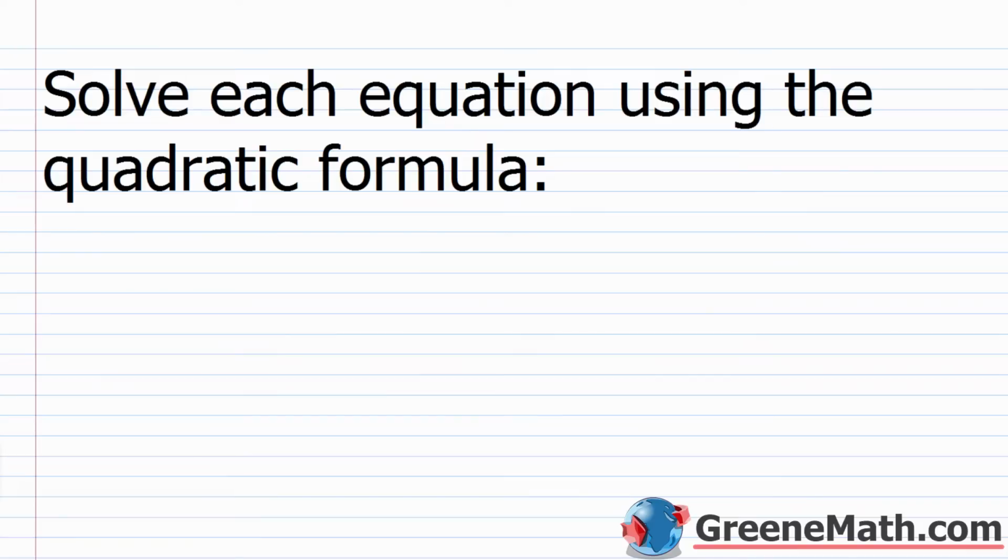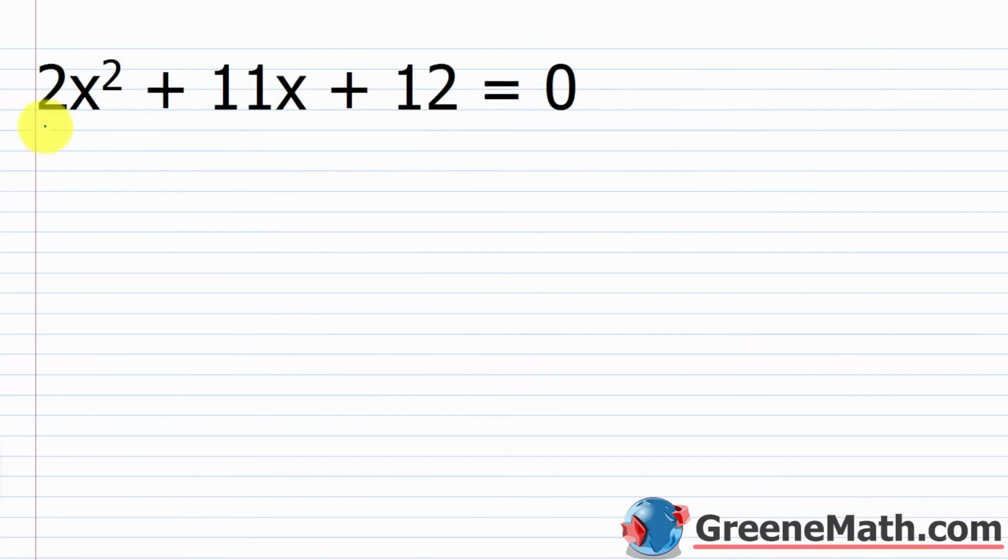All right, so we want to solve each equation using the quadratic formula, and we're going to look at 2x squared plus 11x plus 12 equals 0. Now again, we want to start out by having our equation in standard form, and in this particular case it already is, right? This is matching ax squared plus bx plus c equals 0.